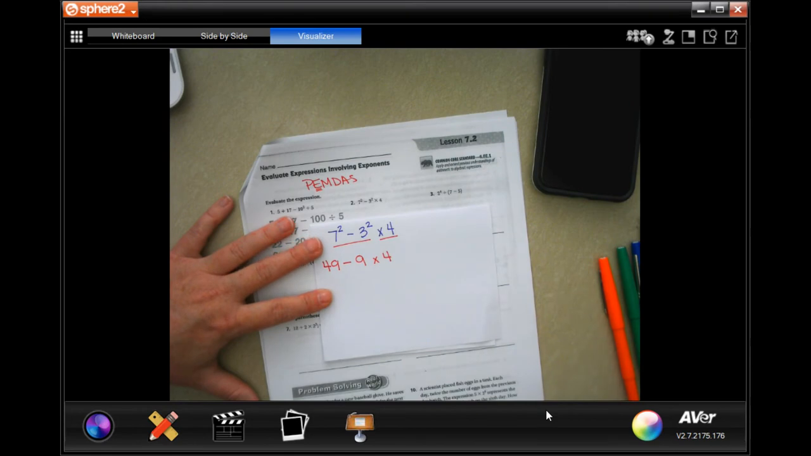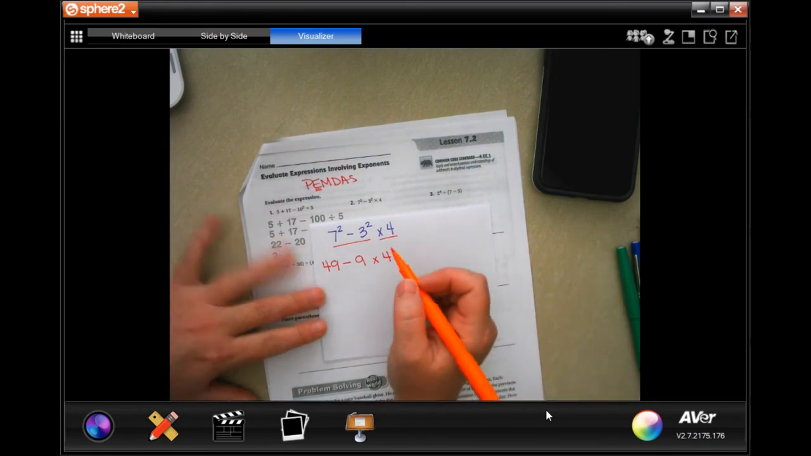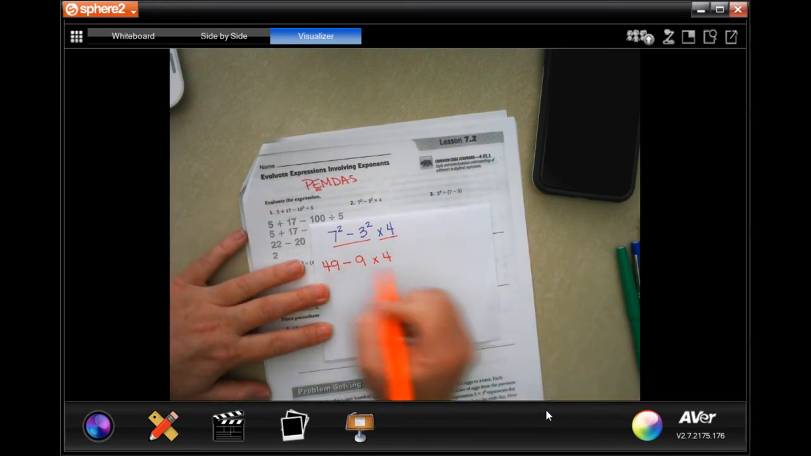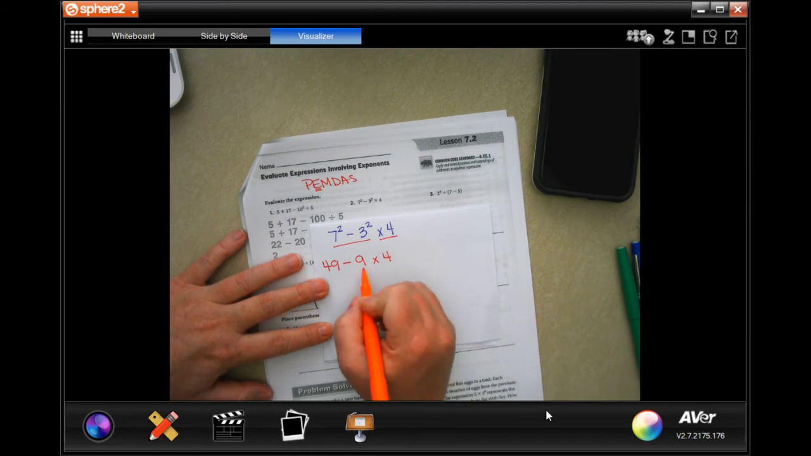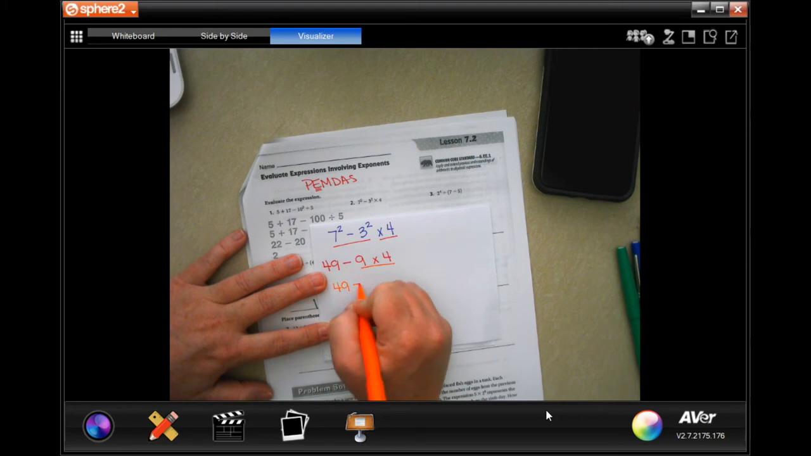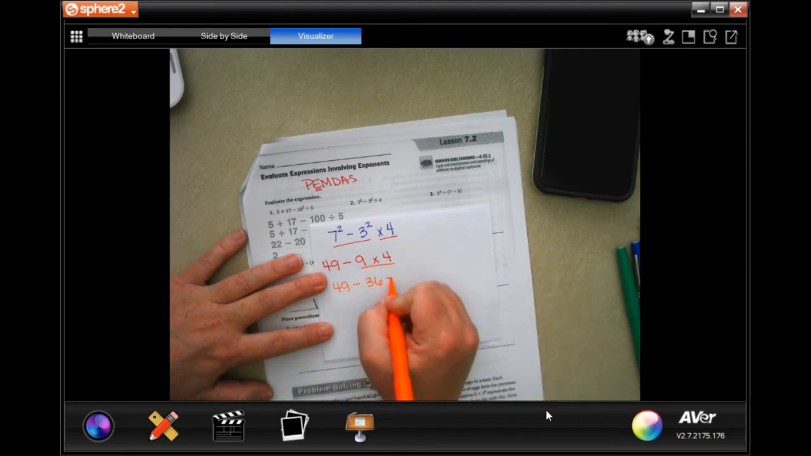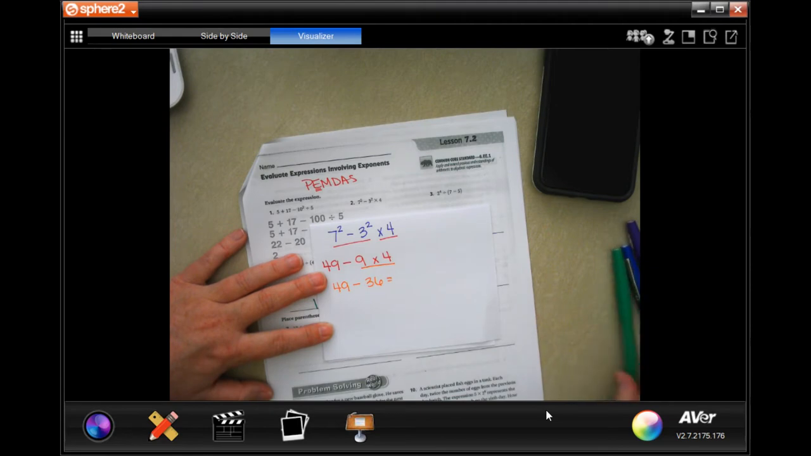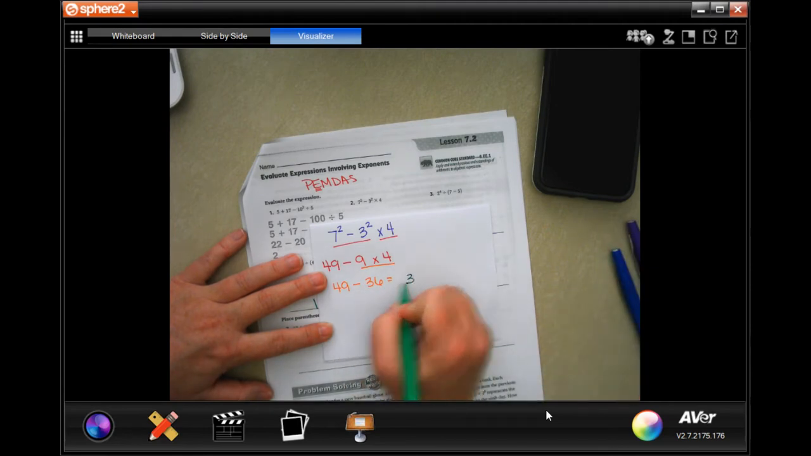Okay? So now in my problem, I have subtraction and I have multiplication. So I need to do the multiplication first. So now I have 49 minus 9 times 4, which is 36. Well, 9 minus 6 is going to be 3, and 4 minus 3 is going to be 1, so 13.